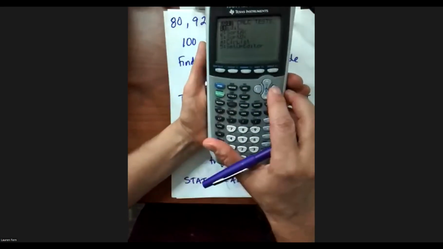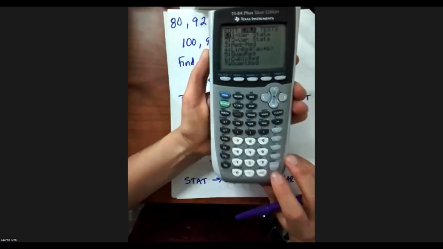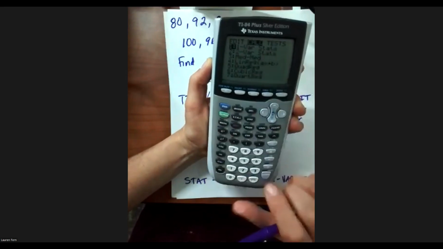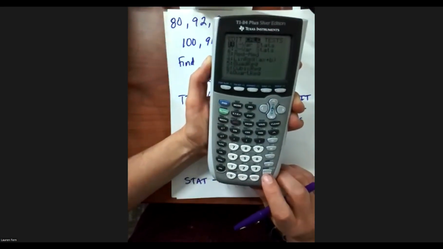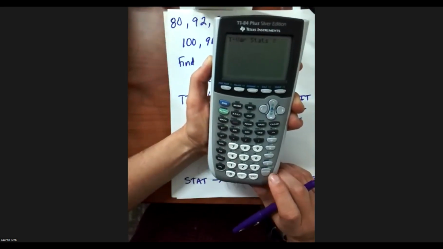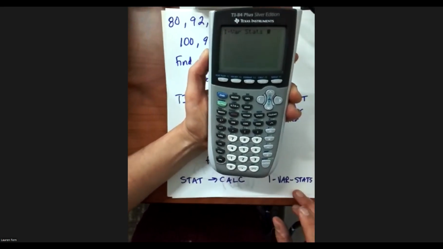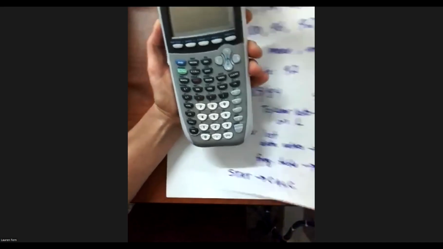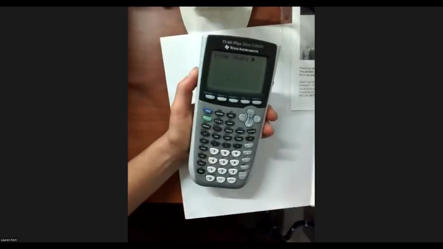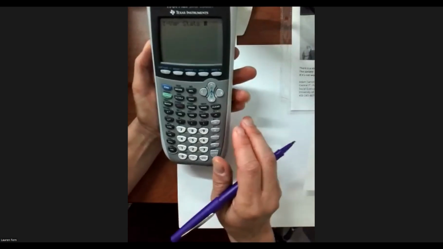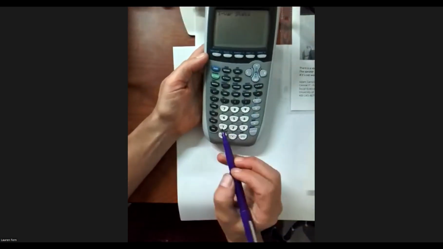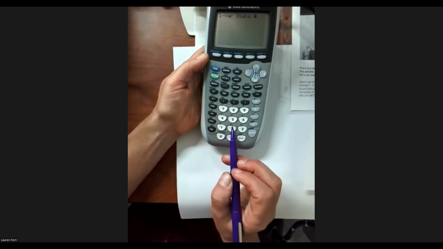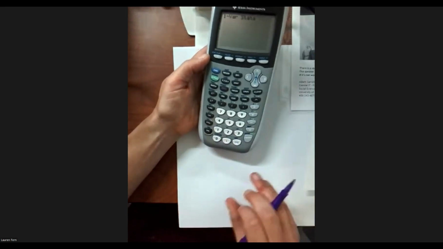So then I hit stat again. I go over to calc, and I'm going to be at one var stats. That's all we're going to be doing here. Now I want to do one var stats just to my L1 list. From here, what your calculator says depends upon the calculator. Notice my L1 is right above my 1. My L2 is right above my 2.